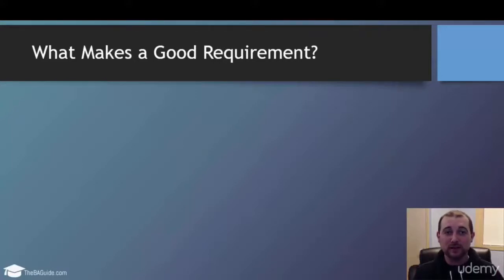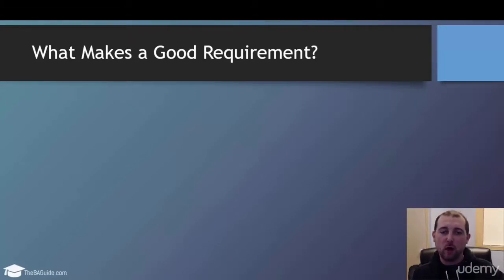Welcome to another fun-filled lecture about requirements. This lecture, we're going to talk a little bit more about what makes up a good requirement. What words should you use in requirement statements? What words should you avoid? And really help frame out the overall beginning foundations of the requirements.